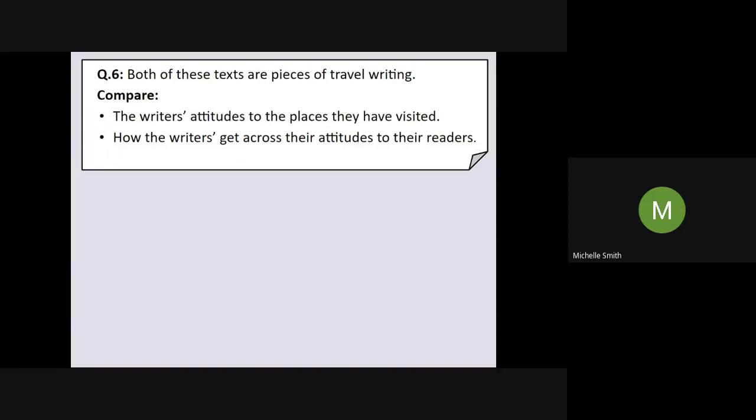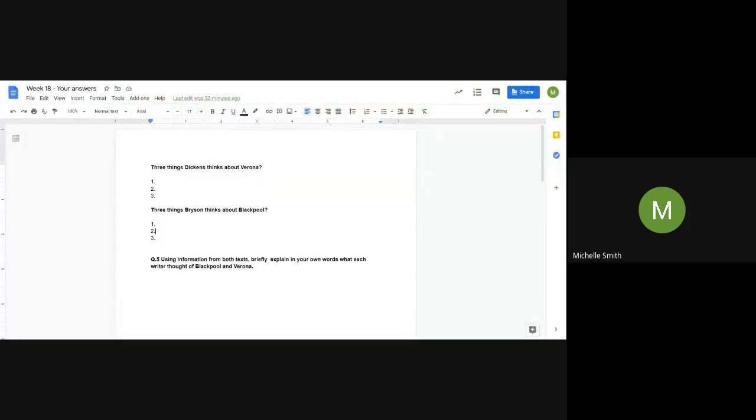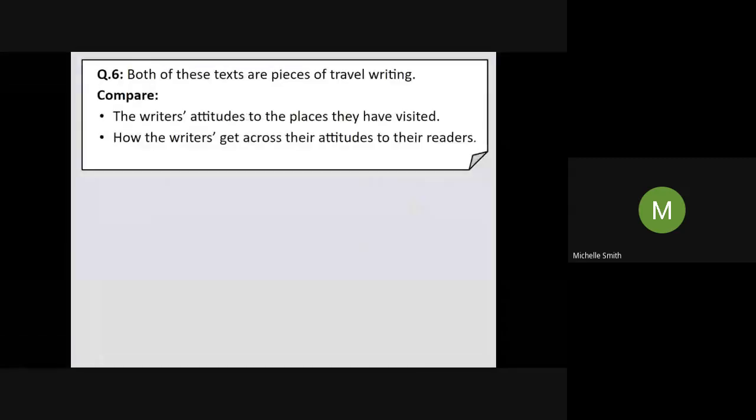I'm hoping that you've actually already got a lot of the answers here from completing the 3 things they think about Verona, 3 things that he thinks about Blackpool, and also in question 5, you should have written down 2 things for each one in your own words. So all you'll need to do is use what you've used in question 5, but you'll just need to add the quotes. I'm going to start you off with 2 examples, which you are more than welcome to use. But once you've looked at these examples, you then must pause the video and complete your own work. Remember, there's no point in just skipping ahead, looking at the exemplar answers and then copying them down, because that doesn't help either of us.